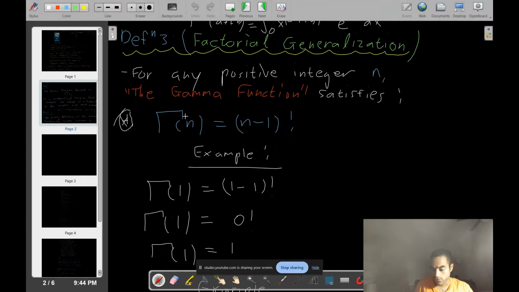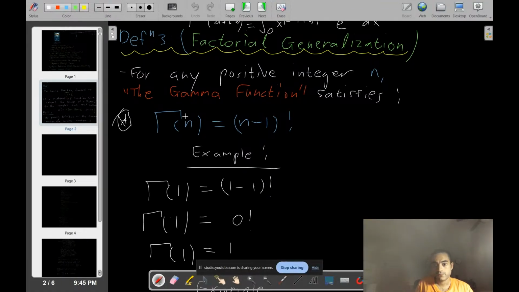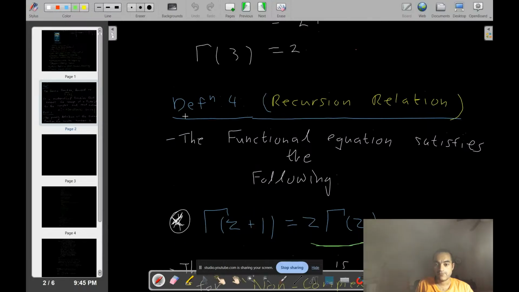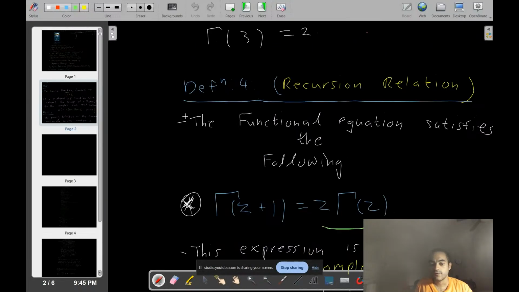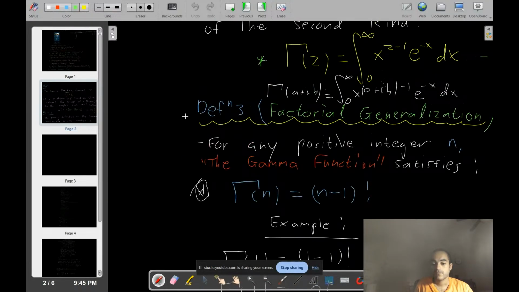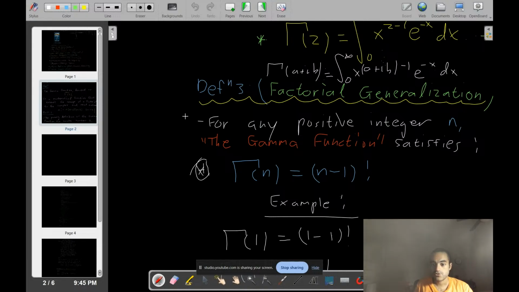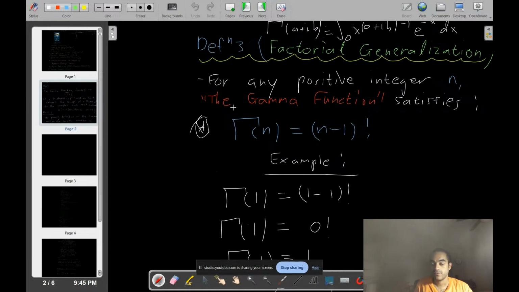Definition 3, the factorial generalization. We talked about that as well. Gamma of n is equal to n minus 1 factorial. And finally, definition 4, the recursion relation. Gamma of z plus 1 is z gamma of z. This is only used for non-integer values, whereas the factorial generalization is used for positive integer values. So make sure you're able to distinguish those.